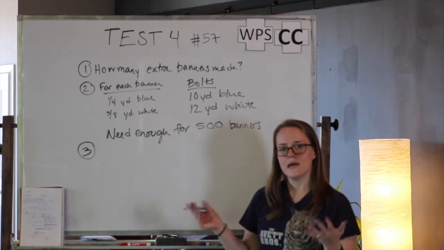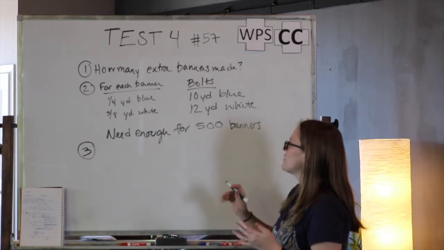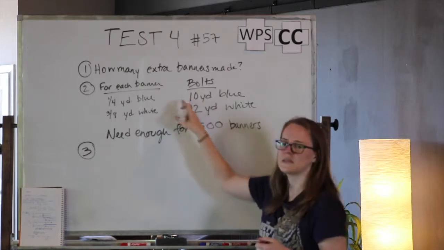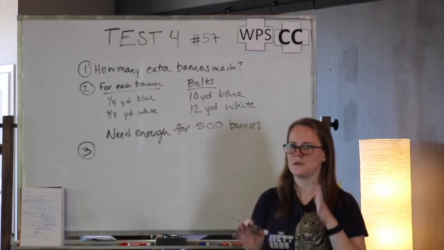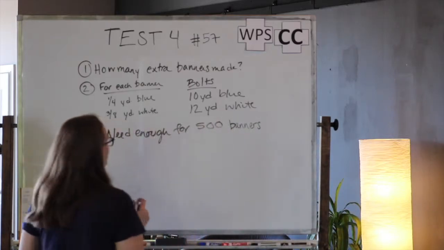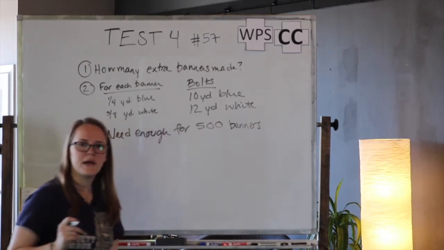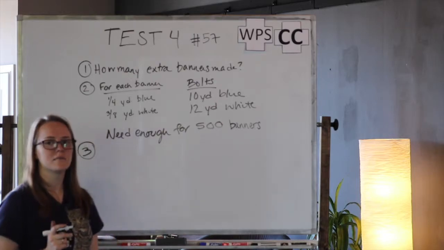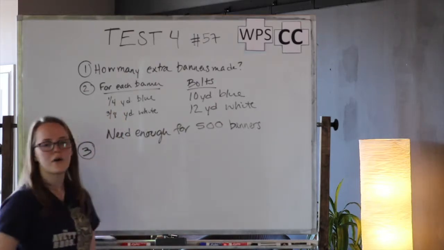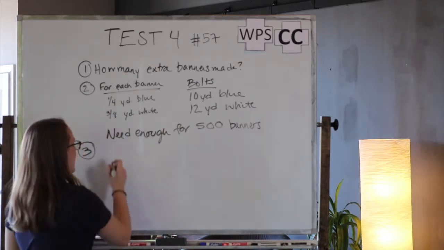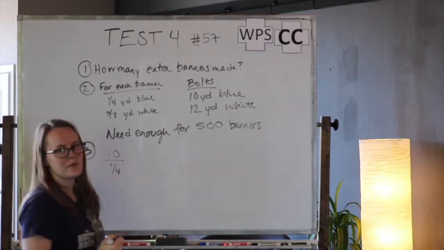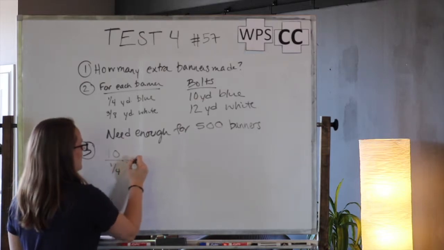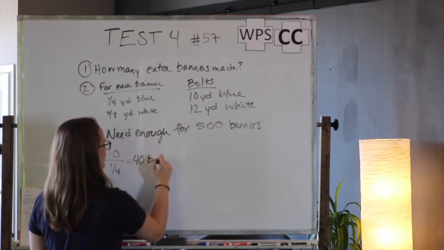So let's go ahead and solve this by figuring out how much extra fabric they bought for blue and how much extra fabric they bought for white. So let's go one color at a time here. So if they're buying blue in 10-yard bolts and you need 1/4 yard for each banner, you can do 10 divided by 1/4, or a lot of people can probably just do this one in their head. That's going to work out to 40 banners per bolt.